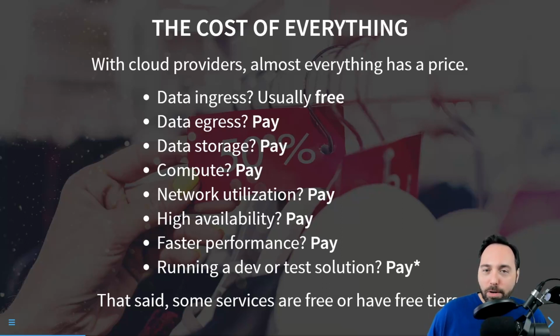If you want to use their networks within a region in Azure or AWS, that's free. But if you're crossing regions, that's going to cost you. You're taking stuff out of a region, that's going to cost you. You want high availability, you actually want this thing to be available throughout the entire day, and even if something does fail, that'll cost you extra. If you want faster performance, we've got this nice little slider where you can move it and pay more, and then you might get better performance. And are you running this in dev or test environments? You're still paying. Doesn't matter if it's dev or test, you're still paying.